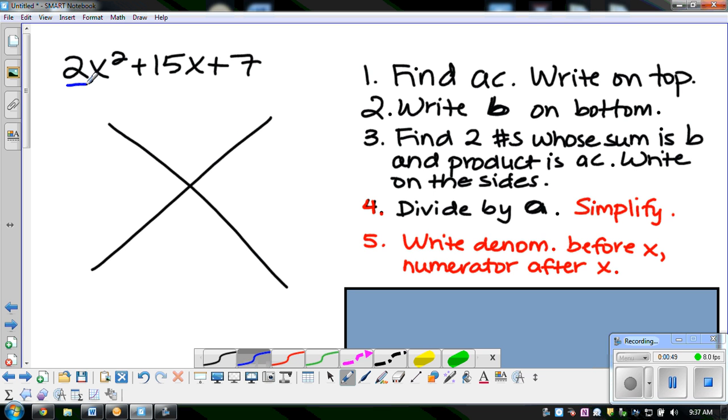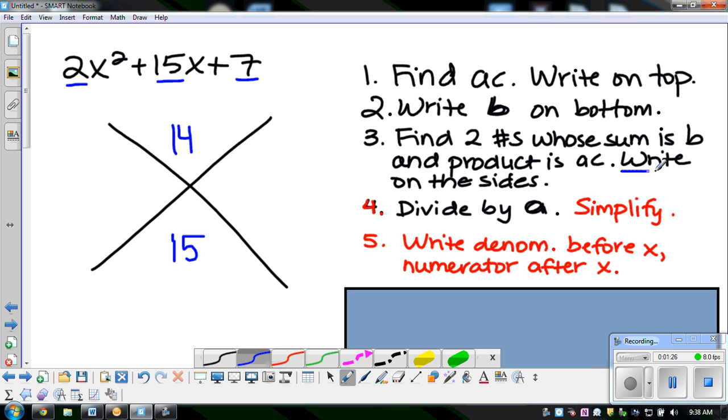Once we find our product of AC, which is 14, we're going to write it in the top of the X. So our product AC goes up here. And then we're going to write B, the B term of 15, on the bottom of the X. So we have our two goal numbers organized neatly here in the center of the X. We need to find two numbers whose sum is B, and whose product is the AC that we found in step 1. So two numbers that would multiply to 14 and add to 15 are 14 and 1.